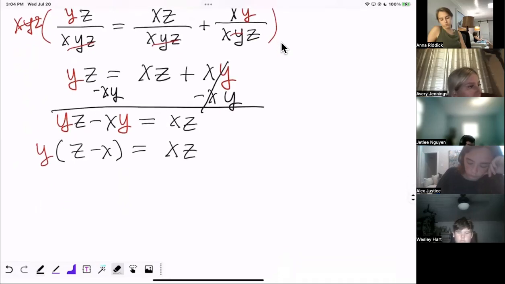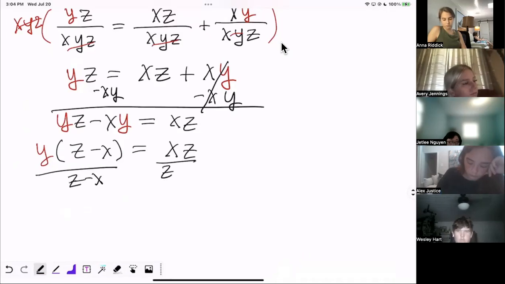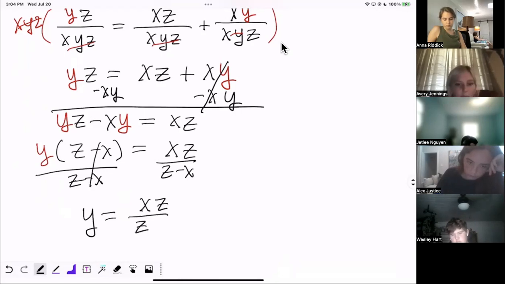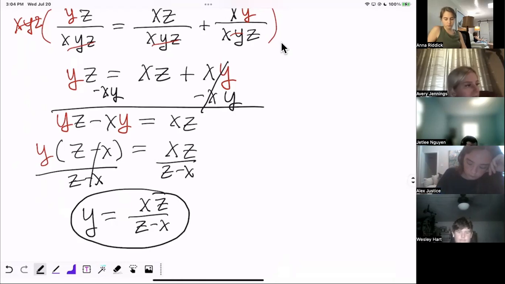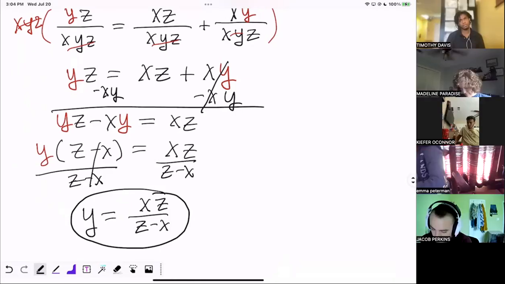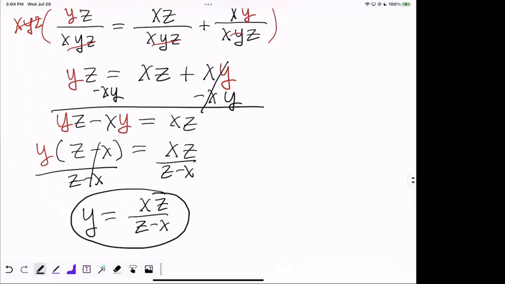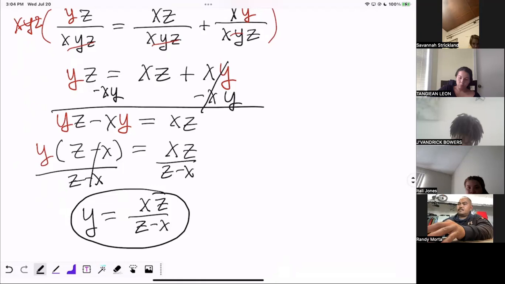Now that y is isolated, we can solve for y. Divide by z minus x, z minus x, and I have my final answer of y is equal to xz over z minus x. Any questions?